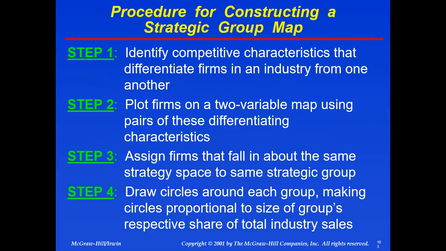Step one is to identify competitive characteristics that differentiate firms in an industry from one another. Step two is to plot firms on a two variable map using pairs of these differentiating characteristics. Step three is to assign firms that fall in about the same strategy space to the same strategic group. Step four is to draw circles around each group, making circles proportional to the size of the group's respective share of total industry sales. So these are the four steps which we need to follow when we are designing and drawing the strategic group map.